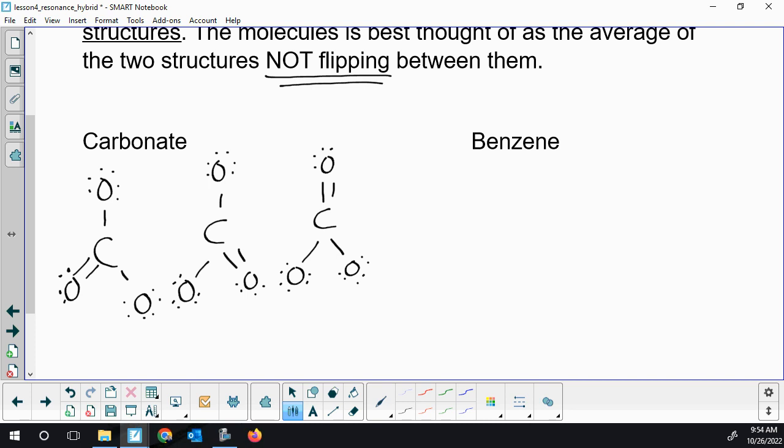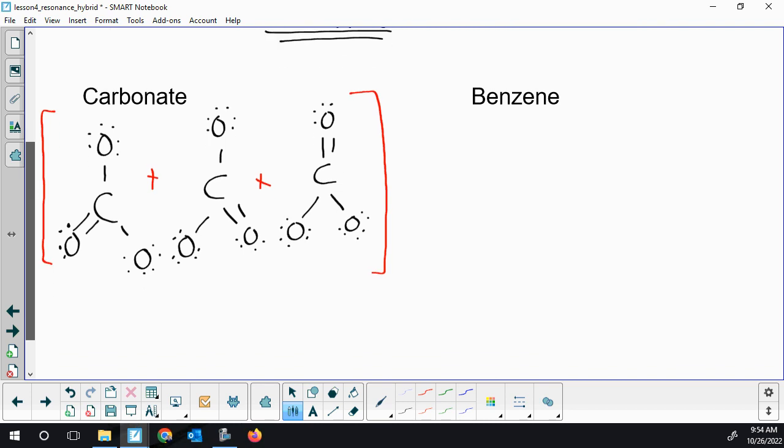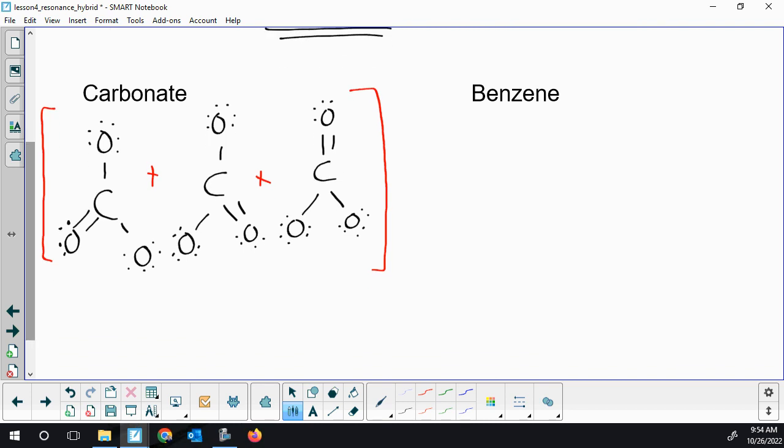Now, how resonance structures are often drawn is we square bracket the whole thing, whether they have a charge or not, and just put a plus in between. We're going to talk about what type of bonding we actually see. Okay. So what we don't see is for two-thirds of the time the top has a single, and then magically one-third of the time we see a double. Okay? We see an average.